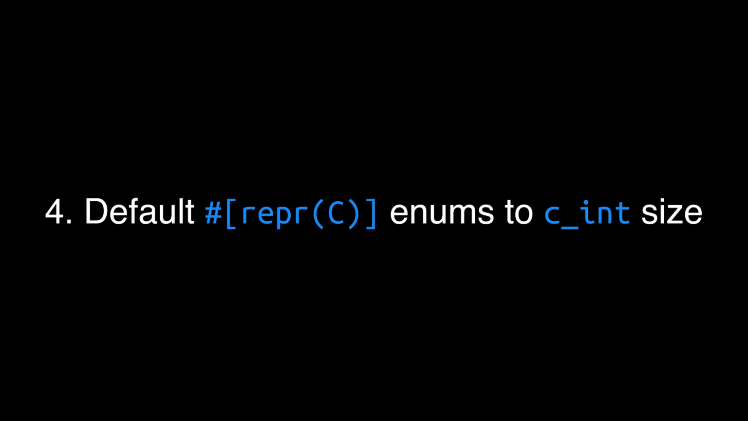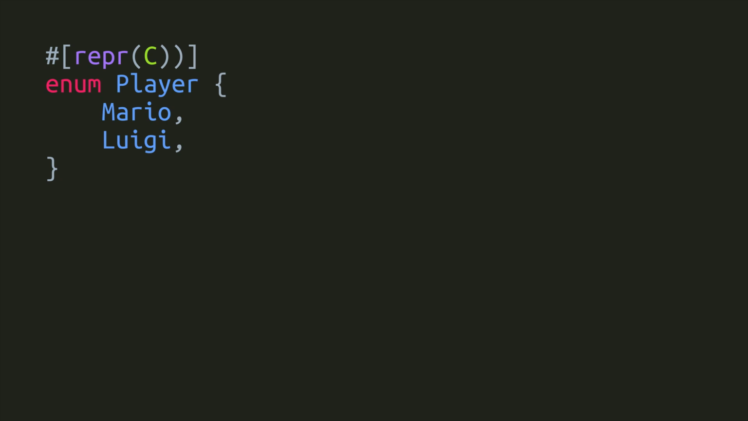Number 4. Default repr enums to C int size. Before this change, if you slapped repr on an enum, it was always 32 bits, which is how C sizes enums on most platforms, but C compilers size enums the same as the C integer, which is sometimes smaller or larger than 32 bits. So now Rust does that too, because the whole point of repr is to lay things out like C does.